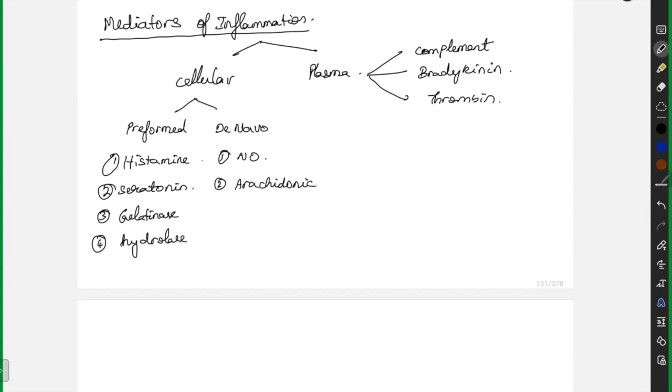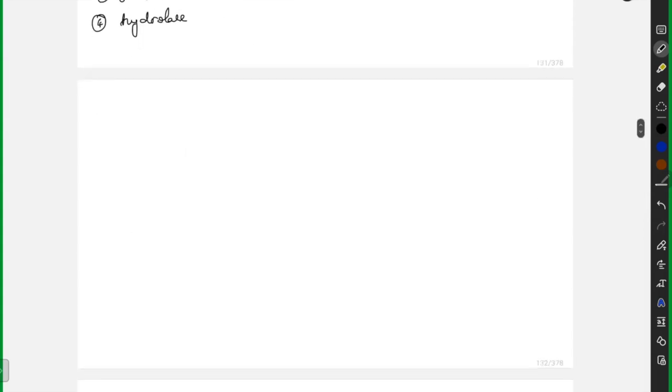Arachidonic acid metabolite. So arachidonic acid is derived from dietary sources or by conversion from the essential fatty acid, linolenic acid. I think you would have read this in your biochemistry, but again, I'll just repeat this. So you have cell membrane phospholipids. These cell membrane phospholipids are going to be converted to arachidonic acid in the presence of phospholipases.